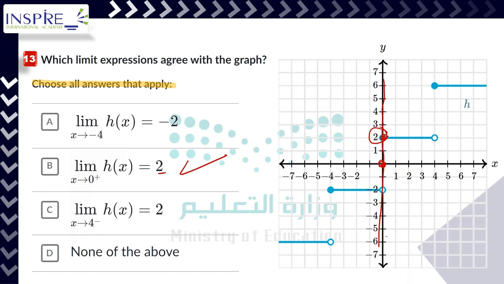Okay, third one. What is the limit of h of x as x approaches 4 from the negative side? We will get to the number 4. We will draw our line. We will trace the function from the negative side. Here is the closest part of the function. So we will trace it till we stop at the line, and the value of the function here is equal to 2. It's 2, so it's correct. This one is correct. So we will choose B and C.